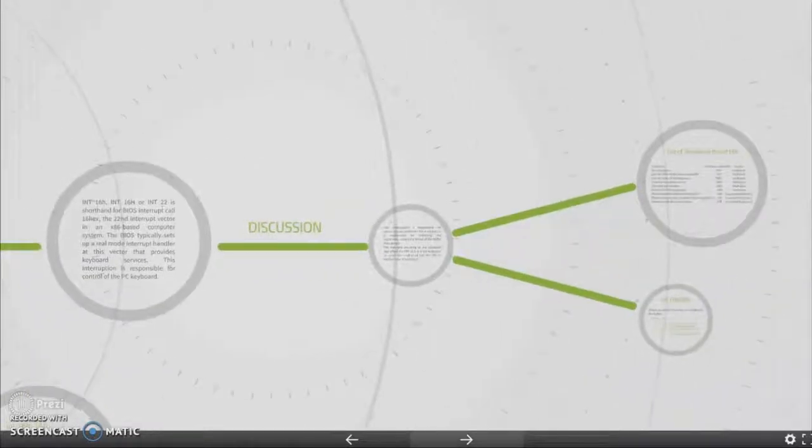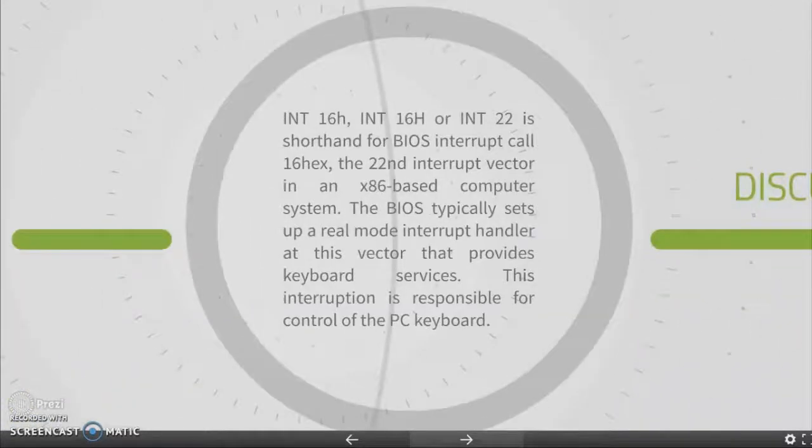Discussion. Interrupt 16H, or interrupt 22, is shorthand for BIOS interrupt call 16 hexadecimal, the 22nd interrupt vector in an x86-based computer system. The BIOS typically sets up a real mode interrupt handler at that vector that provides keyboard services. This interrupt is responsible for control of the PC keyboard.